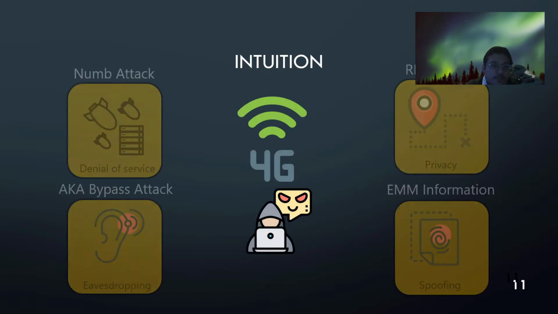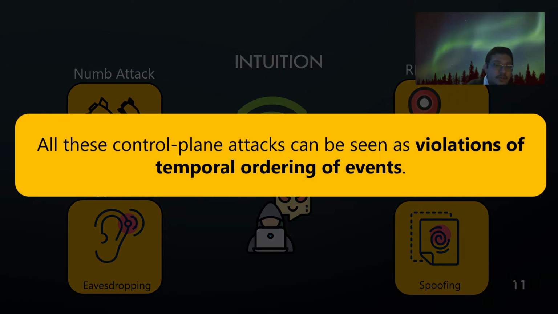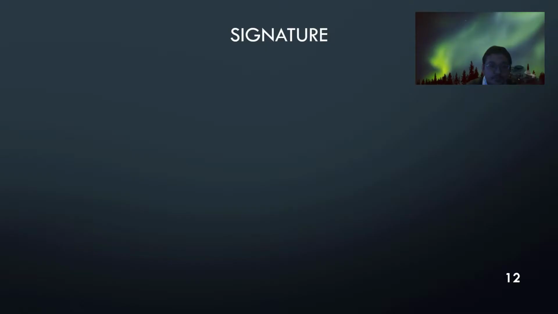Well, for GLT nowadays, unfortunately, it's plagued with different vulnerabilities, each achieving different things. But if we look at these four that I showed in the previous slide, they're actually all violations of temporal ordering of events. So can we use this knowledge to take this even further? Okay, well, sure, we can develop signatures.